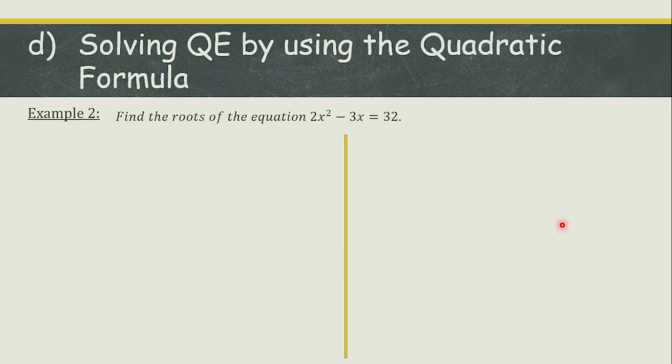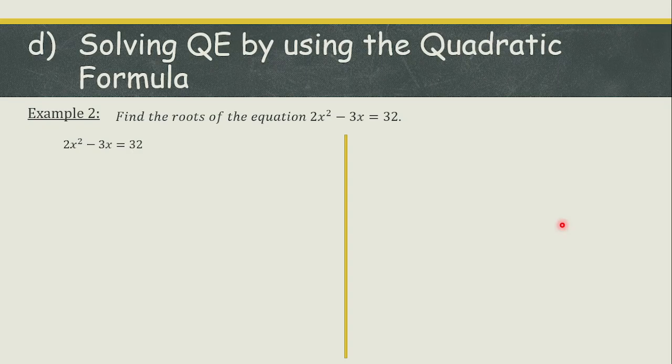So, let's try again. Let's solve example number 2. Okay, for example number 2, we are going to find the roots of the equation 2x squared minus 3x is equal to positive 32 or 32. So again, let's copy the given. 2x squared minus 3x is equals to 32. So before we continue solving, I got a question for you. Is the given, for example, number 2 already on its general form? Nasa general form na ba siya?